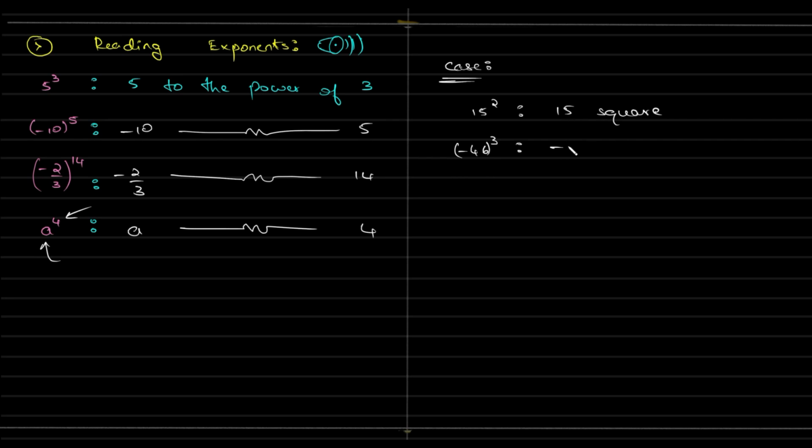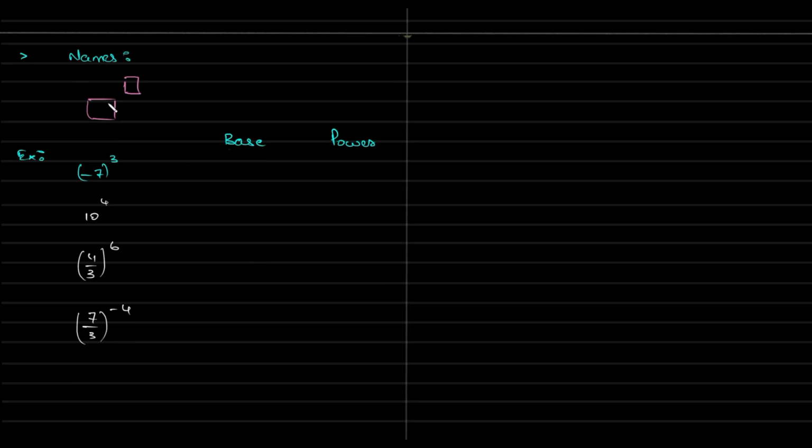You read it as negative 46 to the power of 3, or negative 46 cube. Okay, quite simple. Next, there are a few more names that you need to know, because when I'm teaching exponents, I'll be using these words. So you need to understand what they mean, right? I can't use a word, and if you don't know that, you won't be able to understand.